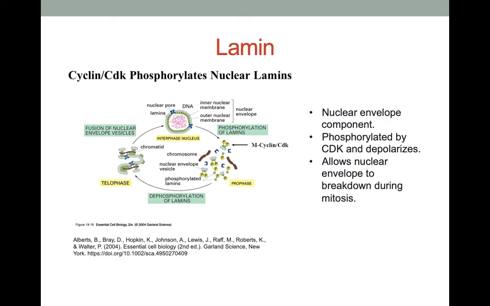This contributes to the breakdown of the nuclear envelope during mitosis and allows the sister chromatids to spread to other sides of the cell, and then we reform those nuclei when we're done. So we dephosphorylate the lamins between prophase and telophase so that once we get to telophase, we can start building those nuclear envelopes up again so that we have nuclei surrounding both cells.